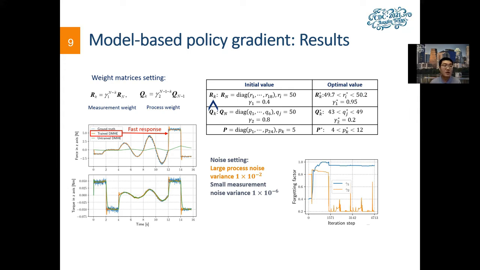By comparison, all elements in the measurement weight matrix are larger than those in the process noise weight matrix, and gamma 2 is stable around 0.2, while gamma 1 increases to around 0.95. The optimal forgetting factors further make RK much larger than QK. So the weight matrices were optimized to agree with the settings of the noise variance.